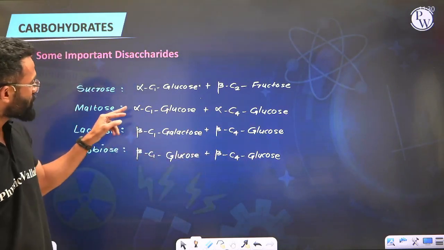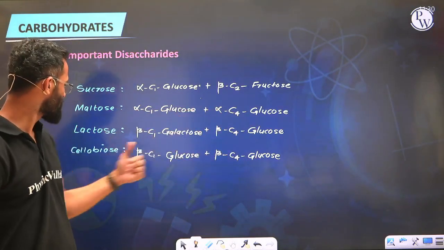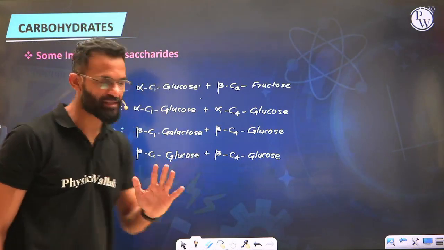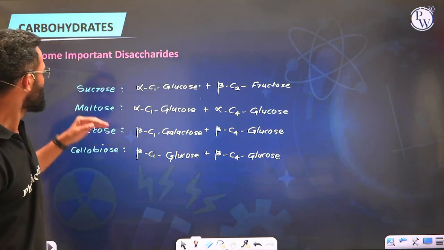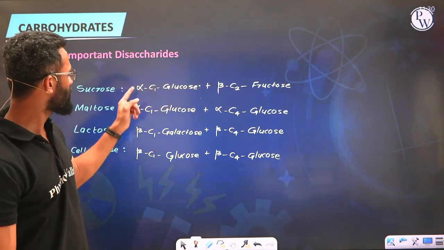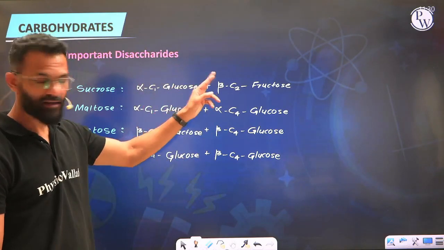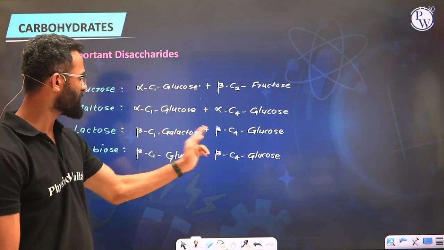But maltose is made up of the alpha anomer of glucose. Cellulose is made up of the beta anomer of glucose. So guys, how do we remember the table? Simply: alpha, beta, repeat alpha, alpha, alpha, then all beta. Beta, beta, beta, beta. Alpha, beta, alpha, alpha, beta, beta, beta, beta.